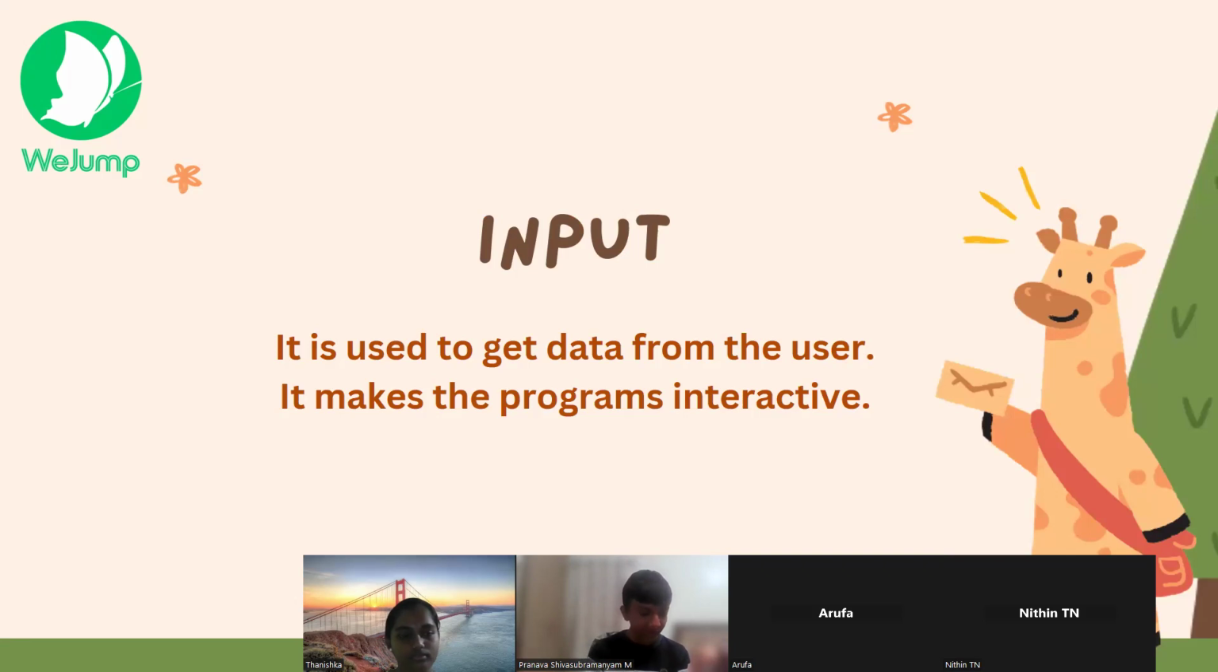So, for example, you have a calculator. You do some operations. If you click 3 plus 3, then it is an input. Then you get an answer, which is 6. That's output. So input is used to make the programs interactive, and it also gets data from the user, which is helpful for coding or programming.